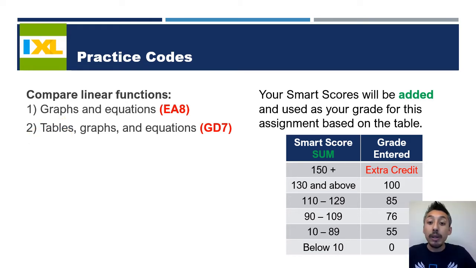The way I'm going to be grading you is going to be based off of the sum of your SMART scores. So I'm going to take both of your scores, add them up, and I'm going to give you a grade based on the table that you see right here. Anything above 150 is going to be considered extra credit. You don't have to get there, but if you really want to prove to me and to yourself that you really understand this, you will aim closer to that 150.